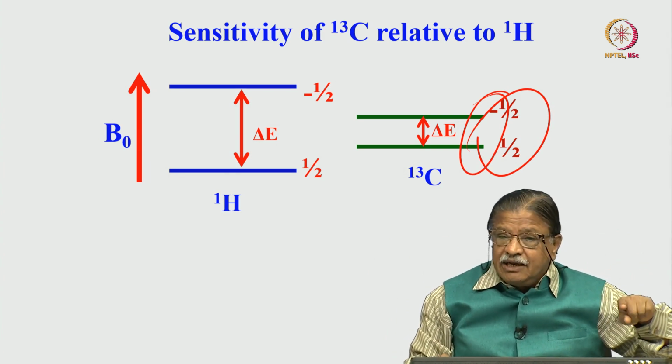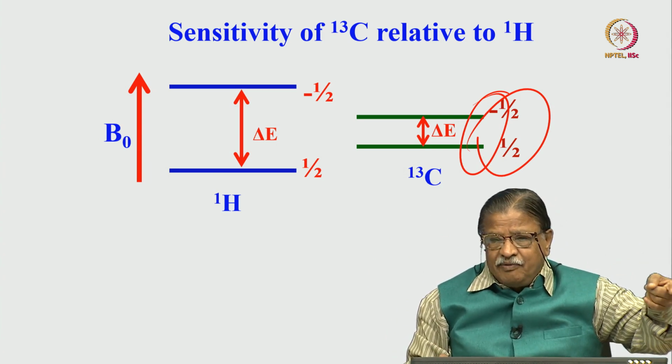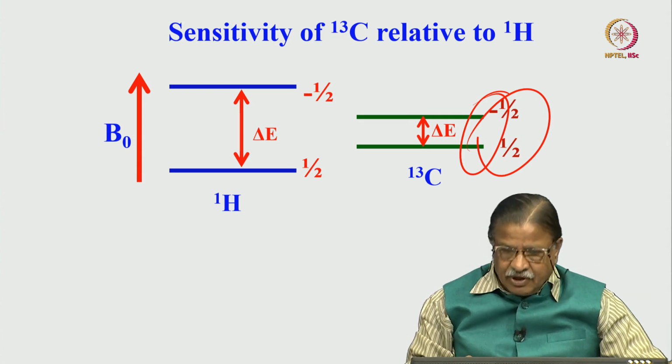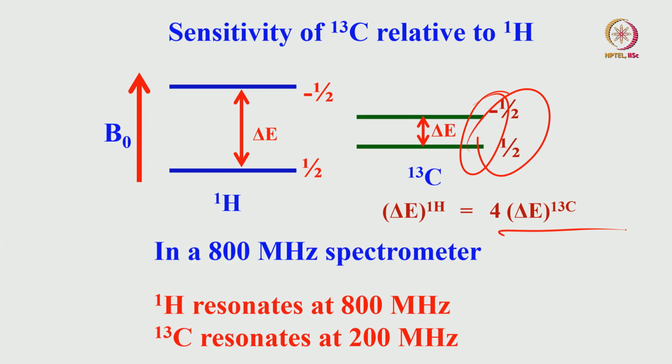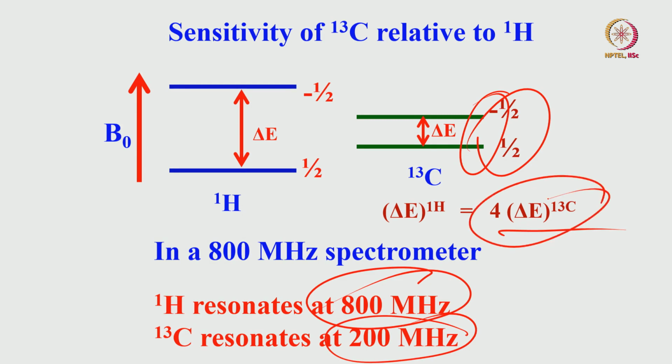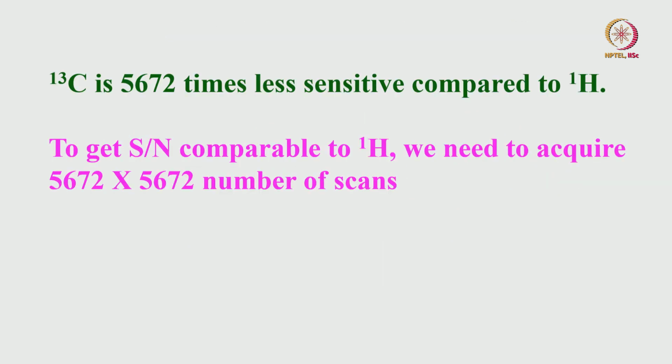But I also said sensitivity depends upon gamma cubed. It is 4 cubed. So, as a consequence, if you go to the sensitivity of carbon-13 relative to proton, when proton resonates at 800 megahertz, carbon resonates at 400 megahertz, and the energy gap is 4 times smaller, sensitivity will be 4 into 4 cubed, plus the 1% abundance, less compared to that of the proton.